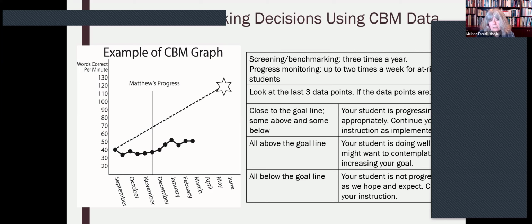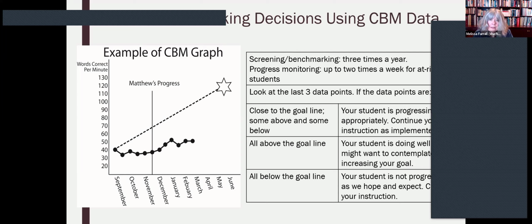So in this particular case, my student Matthew is earning scores below that trend line. And the hope would be that in October or November, we would look at Matthew and say, what is it that we can do to change our instruction? What can we do to enhance our instruction so that Matthew would start to learn at a faster pace, and we would increase the chance that he would end the year at benchmark level.